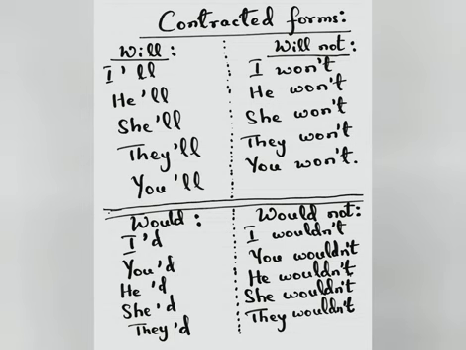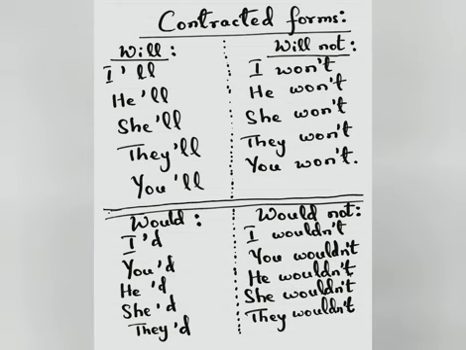And for would, it is contracted or shortened to a single letter D with an apostrophe before it. So I'd, you'd, he'd, she'd, they'd. But with would not, it becomes I wouldn't, you wouldn't, he wouldn't, she wouldn't, they wouldn't. So these are the contracted forms of the different modal verbs.